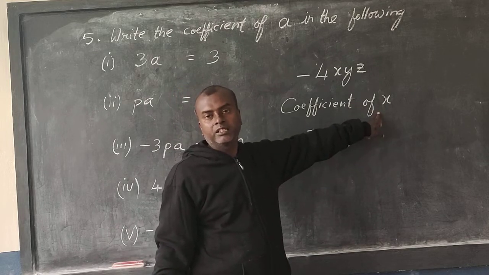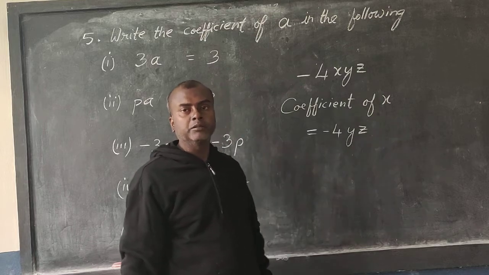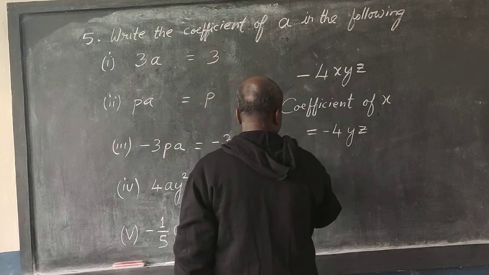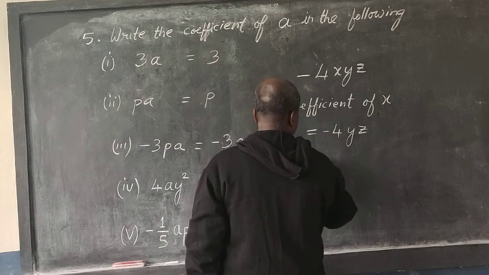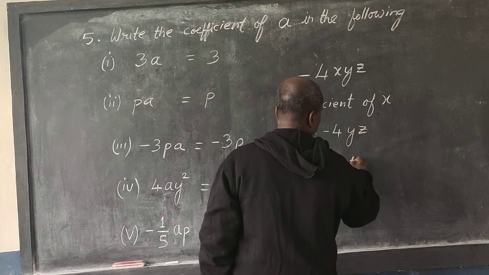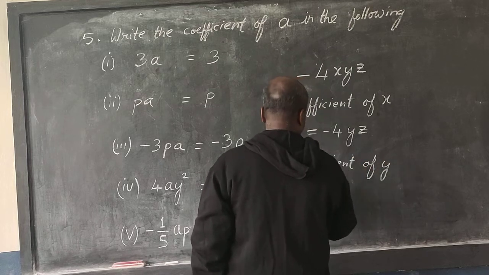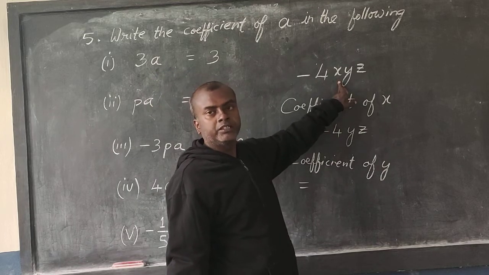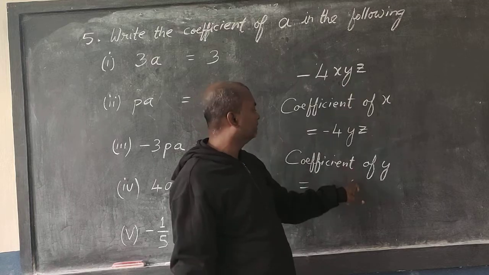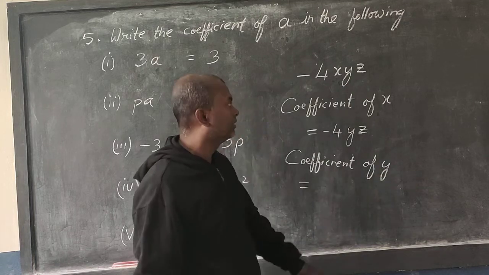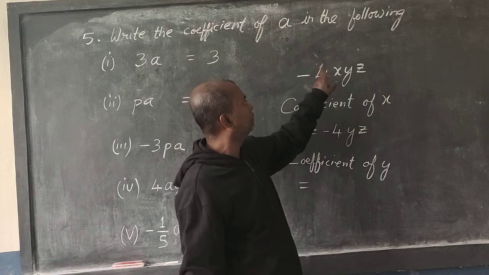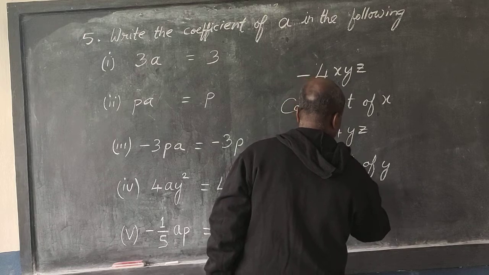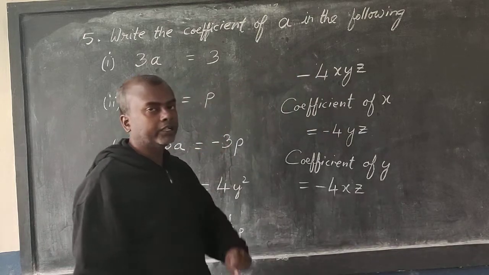Whatever the term they are asking the coefficient of, you have to leave that term and see the rest of the terms that are there. Similarly, from this example only, suppose I would have asked you coefficient of y, then what would be the answer? Again same case, whatever term's coefficient they are asking you, you have to leave that term. So leave out y and the rest of the terms that are there, minus 4xz would be the coefficient of y.